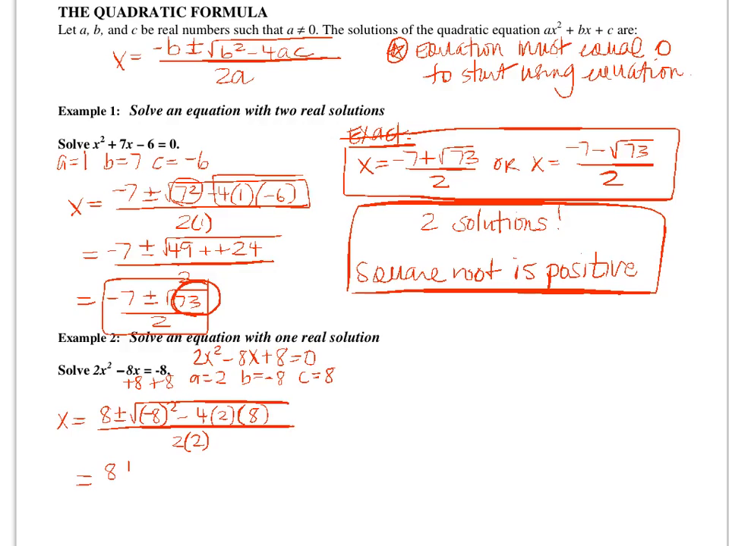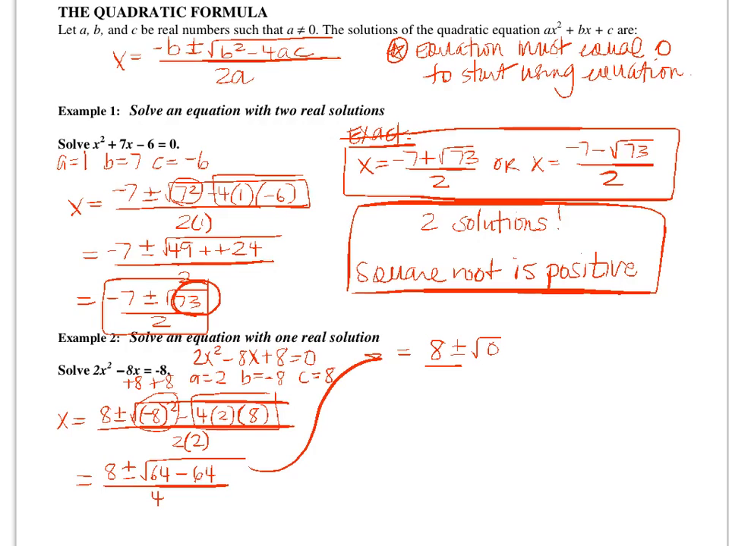So I look at this and I say, okay, negative 8 squared, when you square a negative, it turns to a positive 64. 4 times 2 times 8 is also 64, all divided by 4. So what I have then is 8 plus or minus the square root of 0 all over 4. Now, the square root of 0 is just 0. So I don't really need to add or subtract 0 to this, so I'm going to get rid of it. What I have then is 8 over 4, which is just 2.